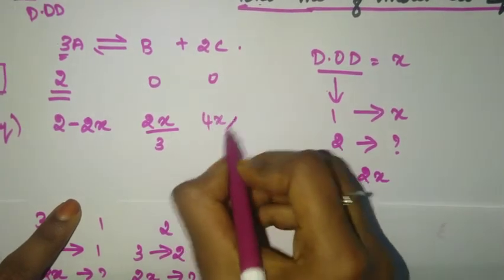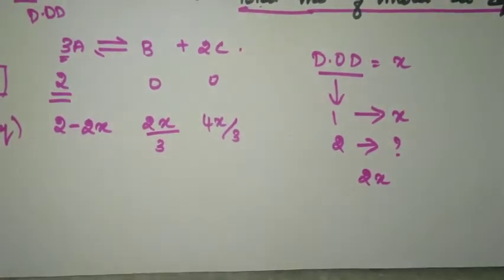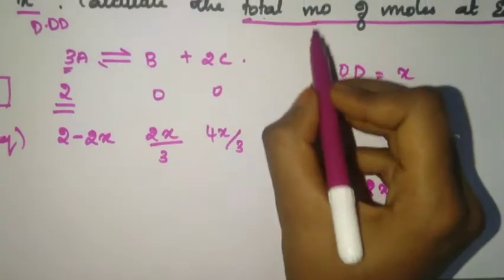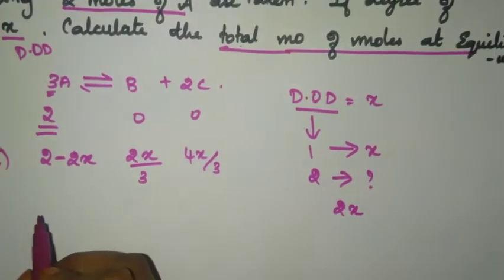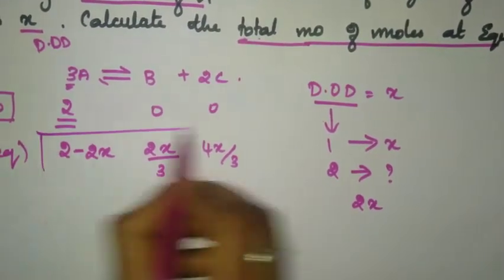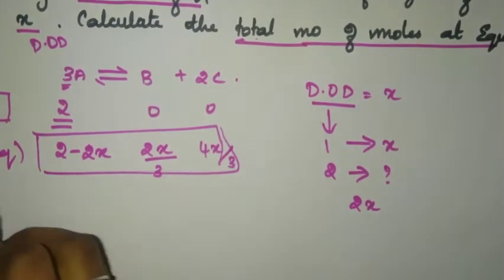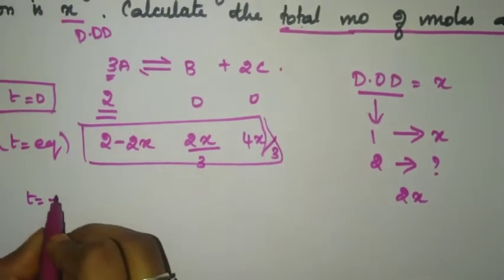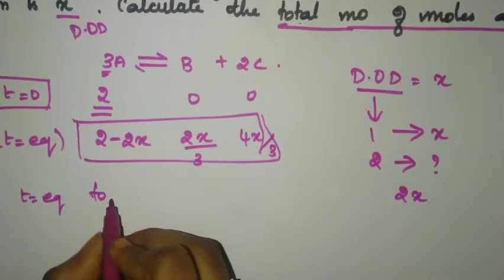At the time of equilibrium, they are asking you to find the total number of moles. So for the total number of moles, you have to add all these 3 things. So that is the total number of moles at the time of equilibrium.